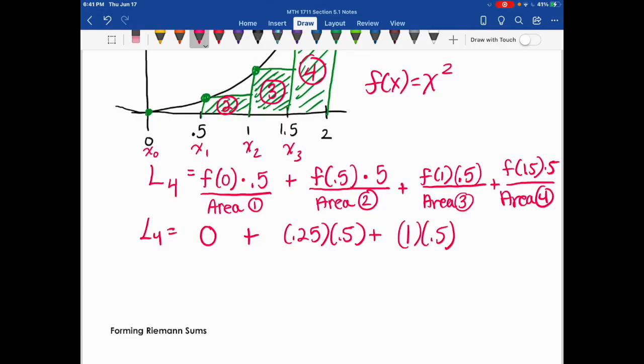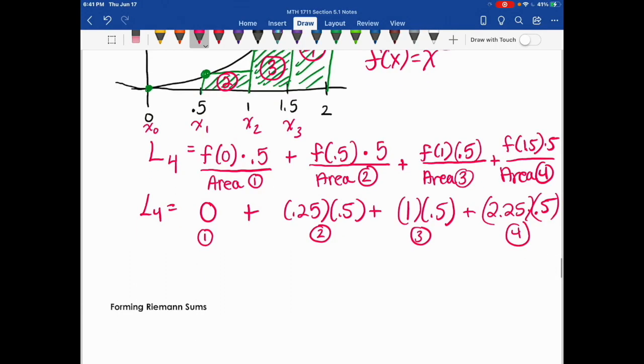The next rectangle, if I plug in 1 into x squared, I'm going to get 1. And I'm going to multiply that by 0.5, and that will give me the area of the third rectangle. Let me label this. This is for the first rectangle, second rectangle, third rectangle. Now for the last rectangle, to find the height, we're going to plug in 1.5 into x squared. We're going to get 2.25, and I have to multiply that by 0.5.